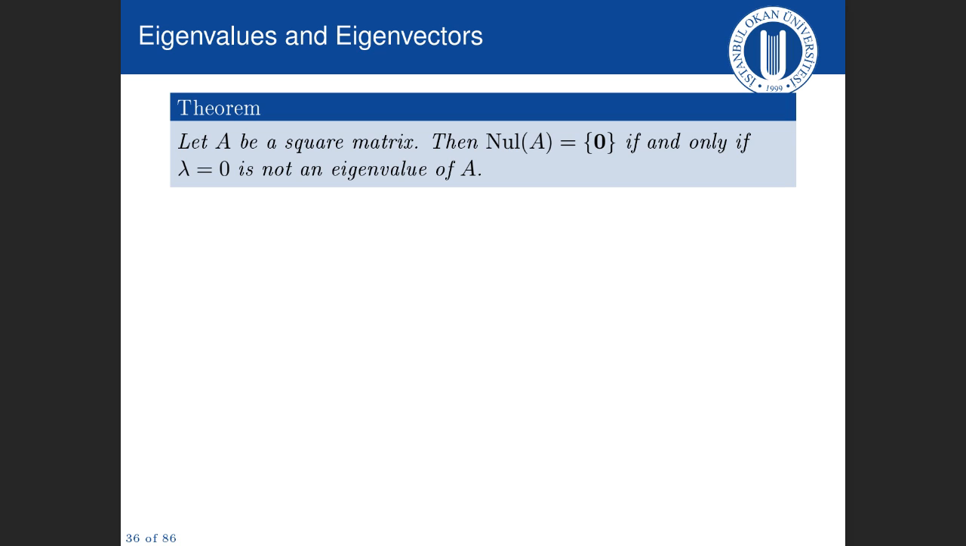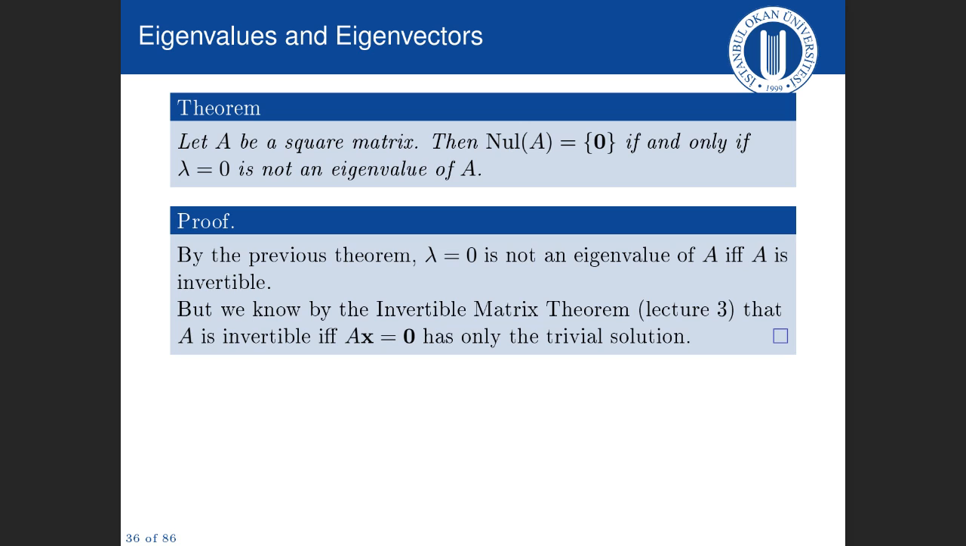Here's another important idea. Let A be a square matrix, then the null space of A is the set containing only the 0 vector if and only if lambda equal to 0 is not an eigenvalue of A. Let me prove that. Previous theorem said lambda equal to 0 is not an eigenvalue of A if and only if A is invertible.